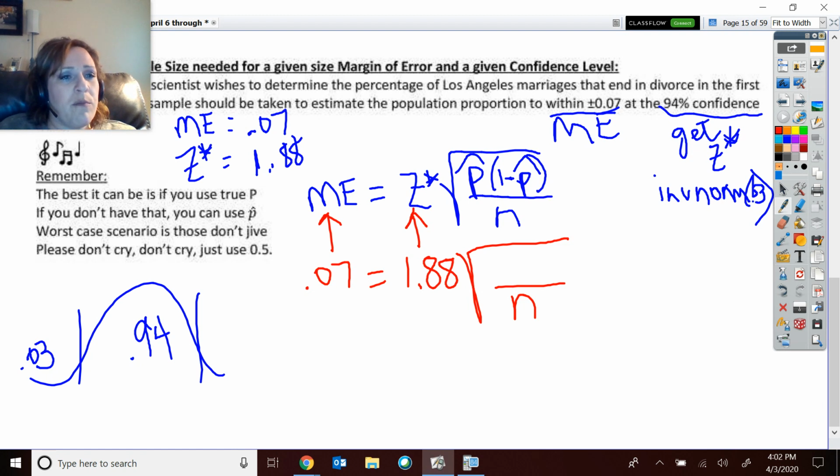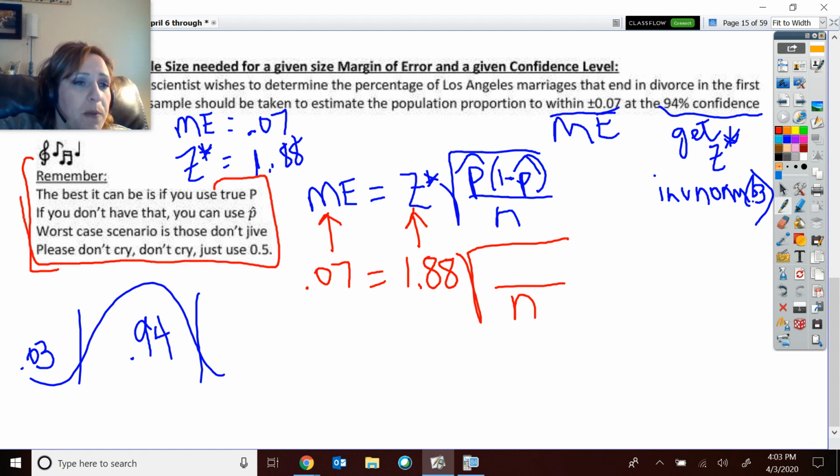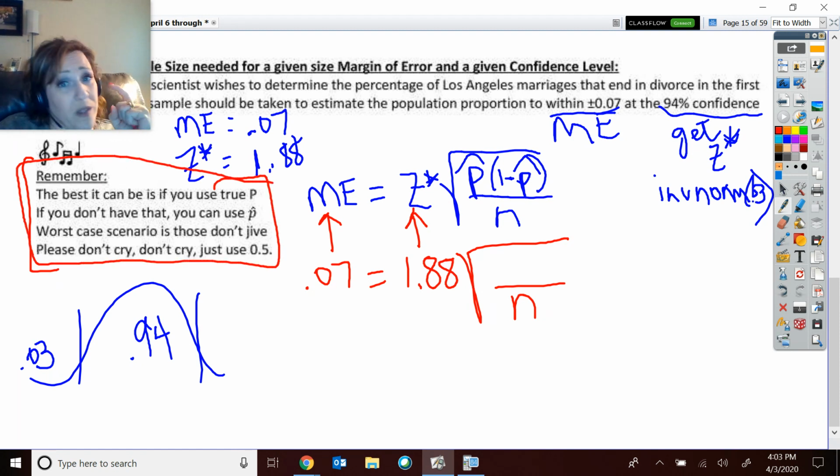All right, so do you remember this song? The best it can be is if you use true p. Okay, but with our intervals, if you don't have that, you can just use p hat. And in this case, we don't even have a p hat. The worst case scenario is those don't jive. Please don't cry, just use 0.5.